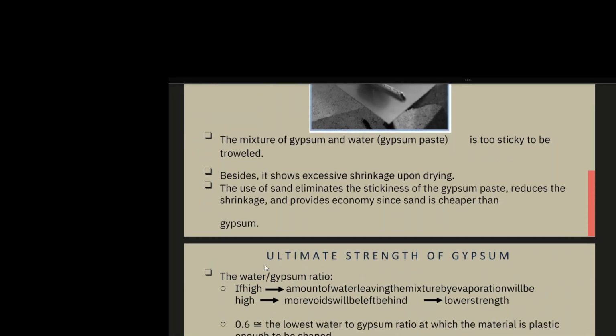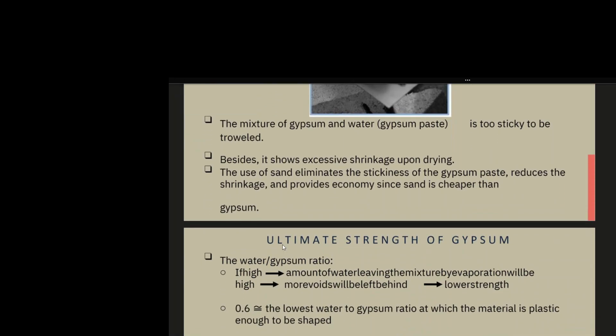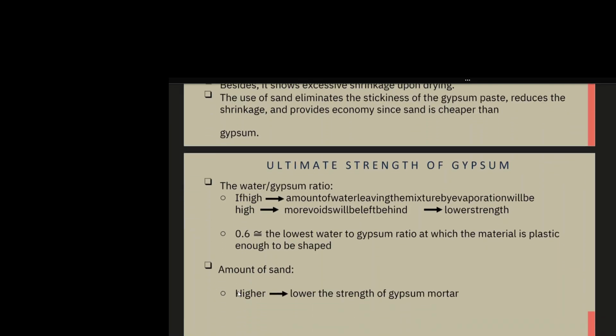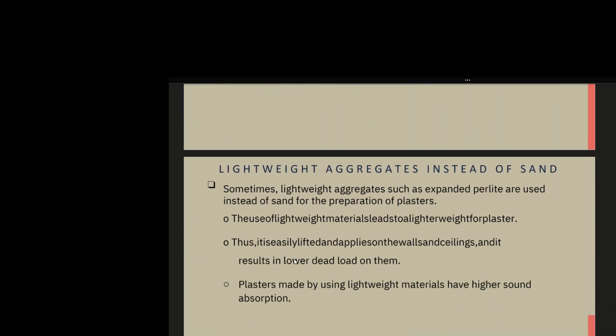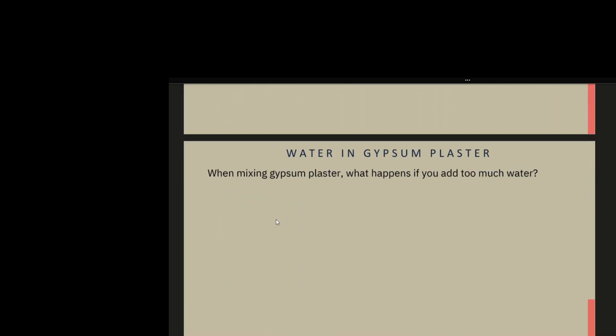Now, the ultimate strength of gypsum depends on the water gypsum ratio. If it's high, then the amount of water leaving the mixture by evaporating will be high, and more voids will be left behind, and low strength. And so you have to get the ultimate mixture ratio, which is 0.6. And if the amount of sand is higher, then the strength of gypsum is lower, and of course, there's no point in having it, right? And so you have to get an optimal and better one.